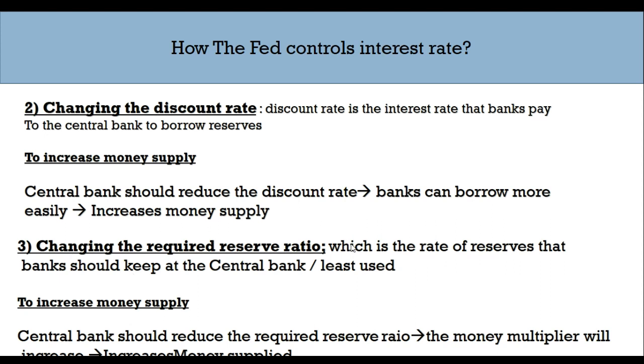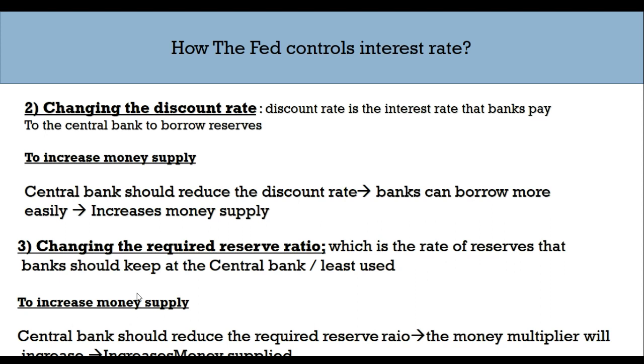Okay, so it is the rate of reserves that banks should keep at the central banks. To increase the money supply, the central bank would decrease the required reserve ratio. But if the central bank wants to decrease the money supply, it would increase the required reserve ratio. Okay, here we have an example.